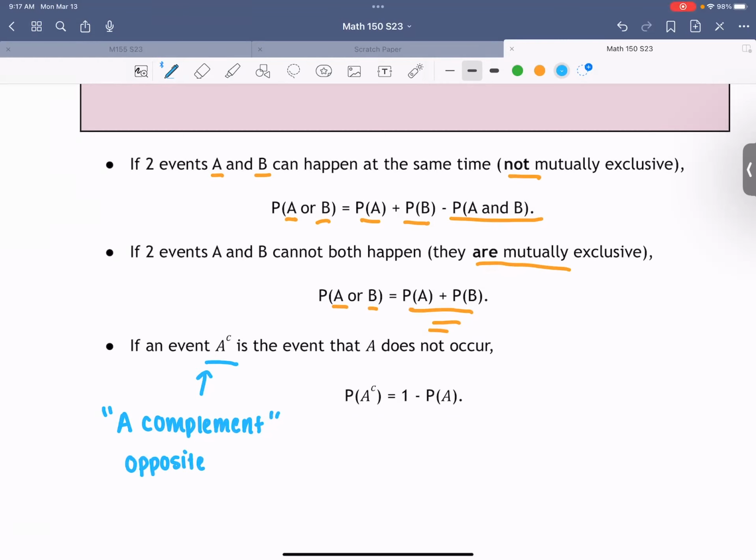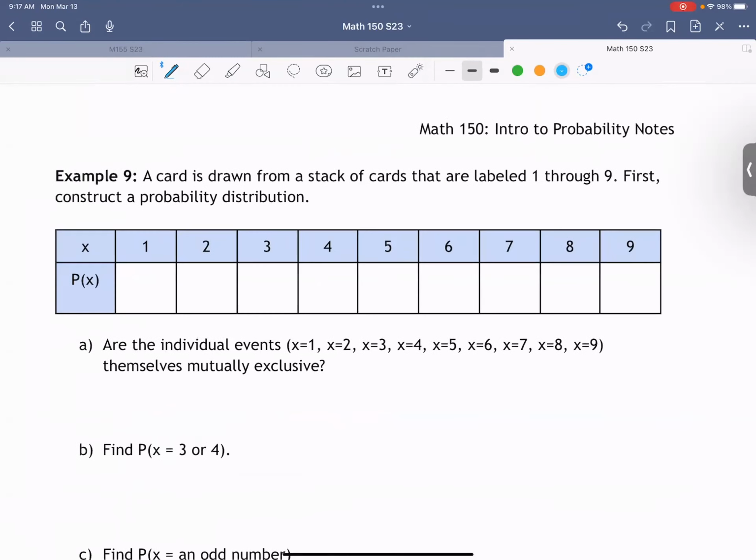So if I want to find the probability of an event, it's literally just 1 minus the probability of the opposite event. Okay, so whenever we have opposites going on, if you want to find the probability of one thing, just subtract the other probability from 1. Let's put these into practice here, okay?